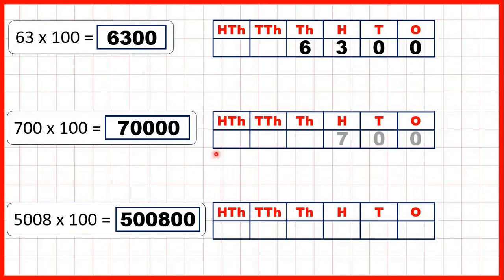Then we had 700 times 100. Again, multiplying by 100 means moving the digits 2 place values to the left. We can write zeros in our empty tens and ones column to give us our answer. And then we started with 5008. Multiplying by 100 is like multiplying by 10 and then by 10 again, so that's why the digits move 2 squares to the left. We write zeros in our empty place value columns to give us our answer 500,800.